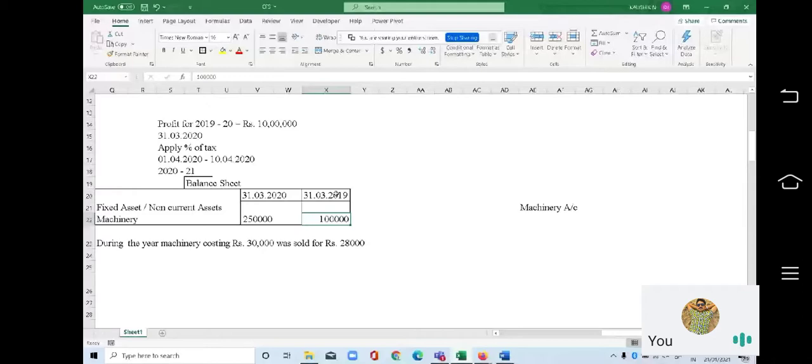Then simultaneously, please prepare the closing value also. The closing value of the machinery is 2,50,000, so you have to mention it.